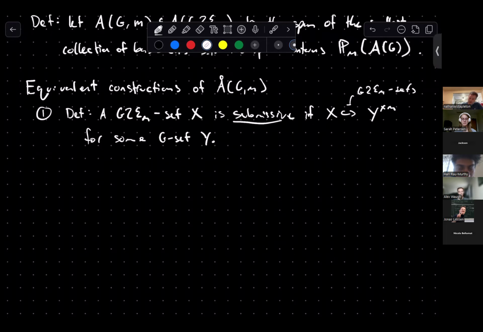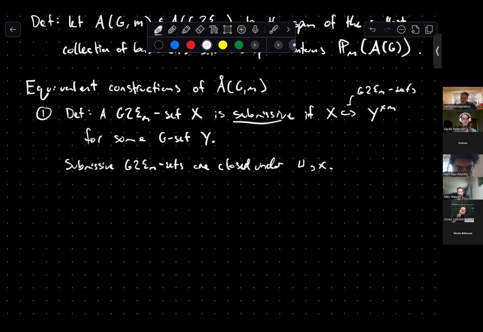And it turns out that submissive G wr sigma M sets are closed under disjoint union and product.